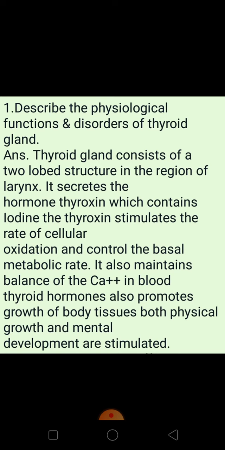So students, as you all know, the thyroid gland consists of a two-lobed structure which is present in the region of larynx, and it secretes a hormone, that is thyroxine, and this hormone contains iodine. Now, thyroxine stimulates the rate of cellular oxidation, and it also controls the basal metabolic rate. It also maintains the balance of the calcium ions in blood. Thyroid hormones also promote growth of the body tissue. Both physical growth and mental development are stimulated.